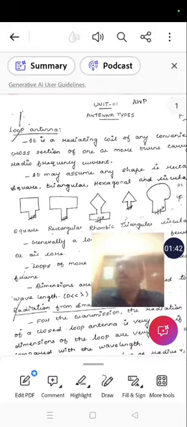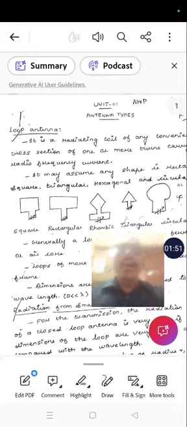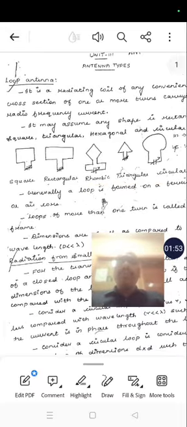Today we will discuss antenna and wave propagation. In this subject, we discuss types of antenna. For example, different types of antennas are available. First one is the loop antenna.